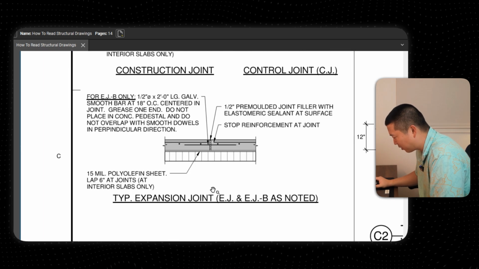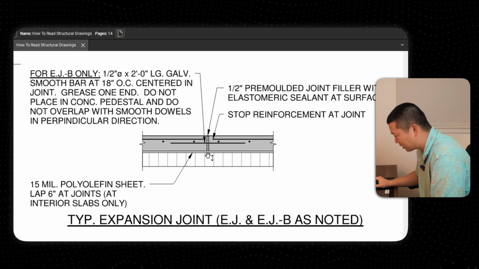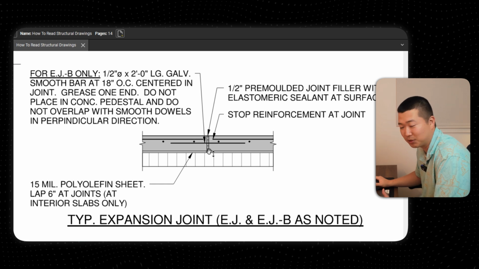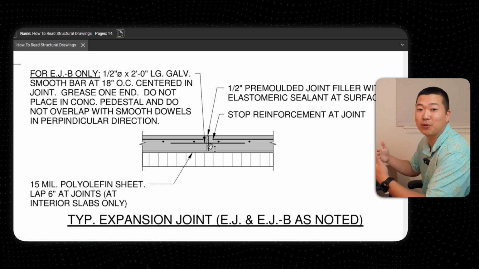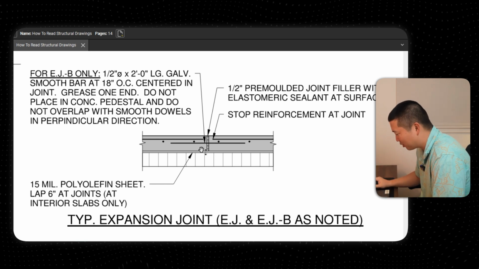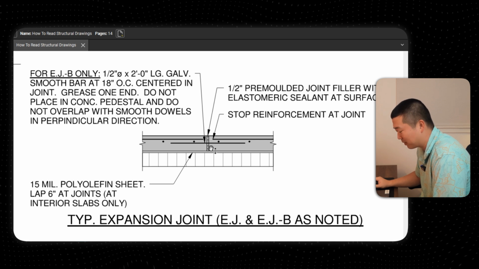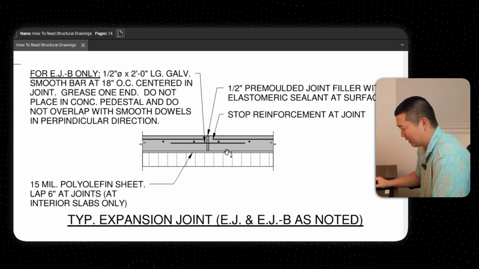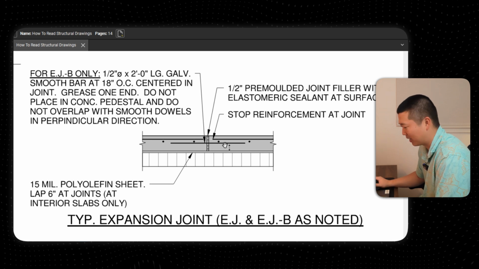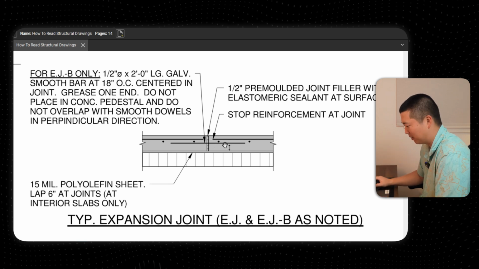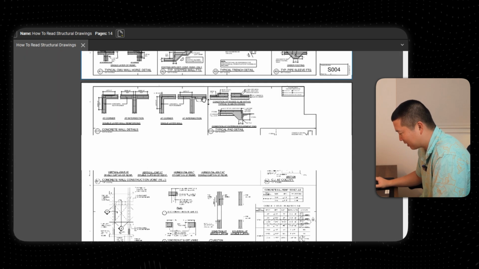An expansion joint. Okay, it looks like this slab is not actually connected to each other in terms of a continuous concrete pour. You have this joint filler in the middle that is going to be a separator between the two. And again, you have one side grease smooth dowel at this location where you have it slab to slab. So again, that makes sense.